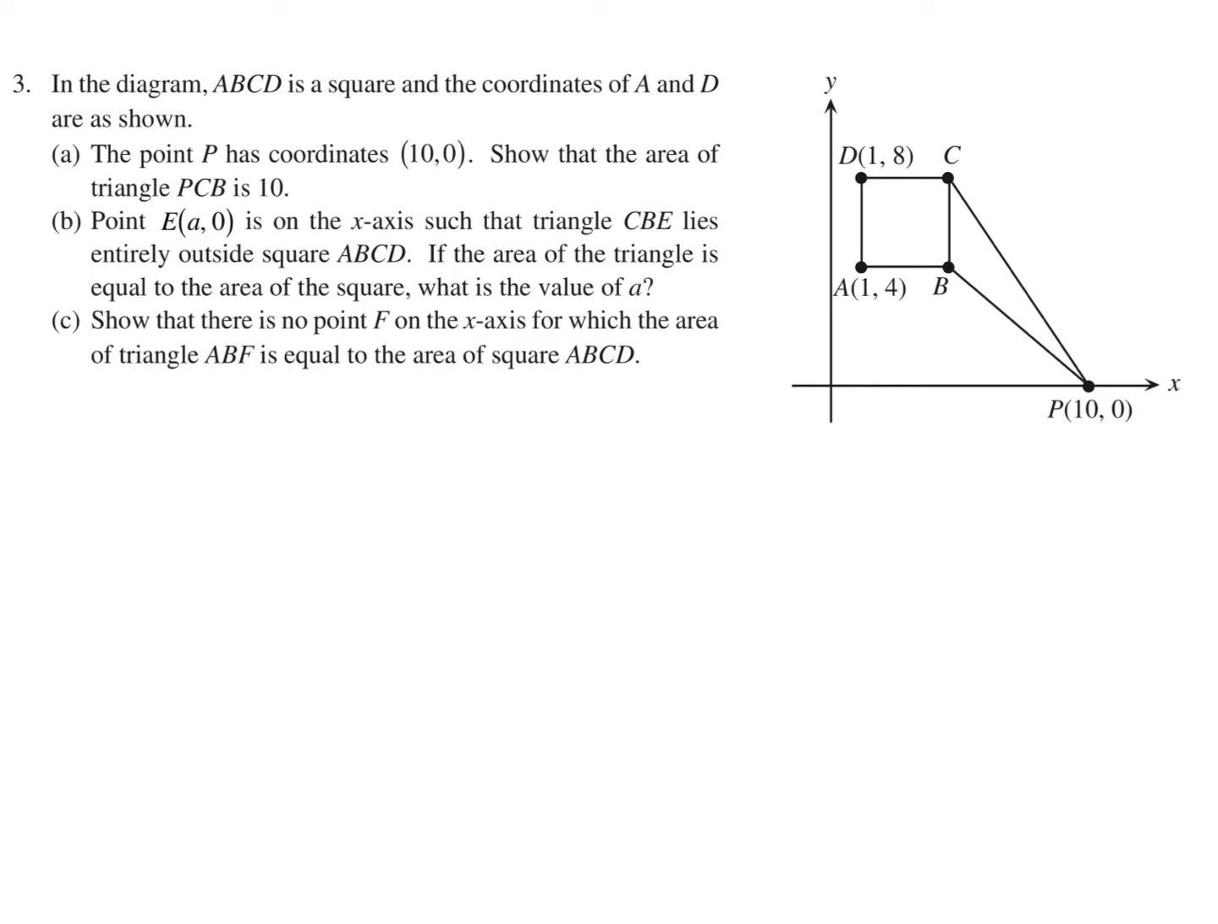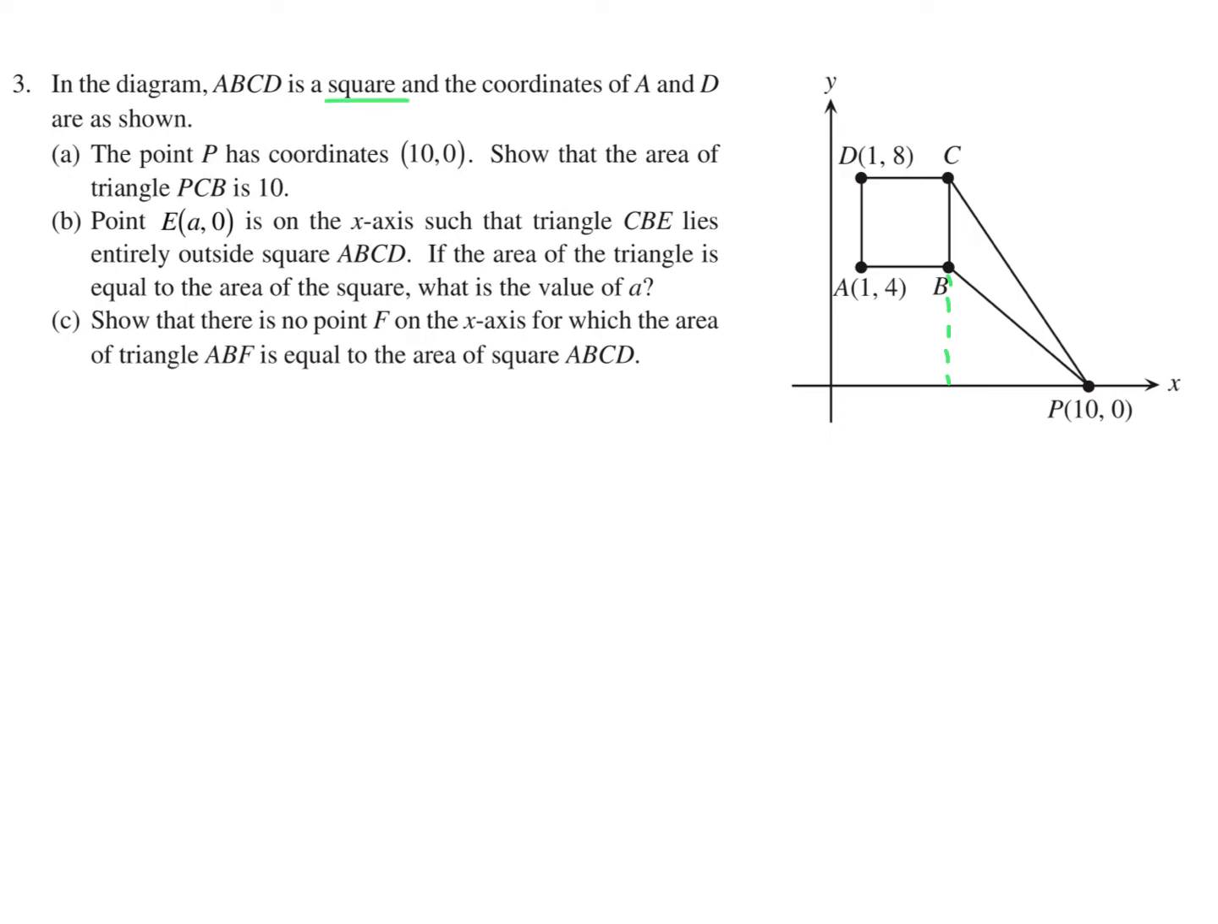Number 3. In the diagram ABCD, it is a square, and the coordinates of A and D are shown. The point P has coordinates 10, 0. Show that the area of triangle PCB is 10. Okay, so let's see here. PCB, all right? Let's draw a dotted line from B down to there. So whatever the coordinates of B are, that is going to be right approximately there. Now, I don't know the coordinates, but the fact that it's a square really helps.